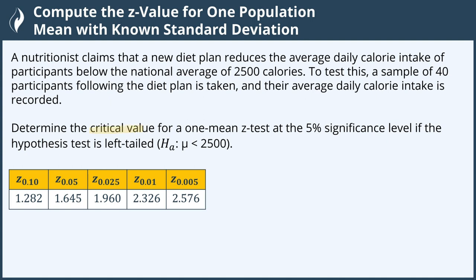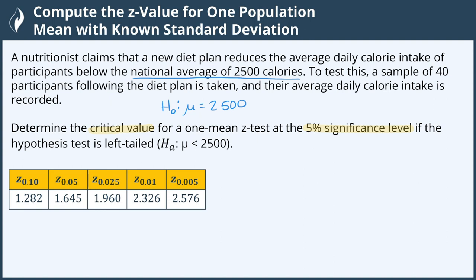Determine the critical value for a one mean z-test at the 5% significance level if the hypothesis test is left-tailed, where the alternative hypothesis is that mu is less than 2,500. The alternative hypothesis was given to us, but let's go ahead and write down the null hypothesis just for practice sake. The alternative is that mu is less than 2,500, and we were also told that the national average is 2,500, so this is where the average equals 2,500.